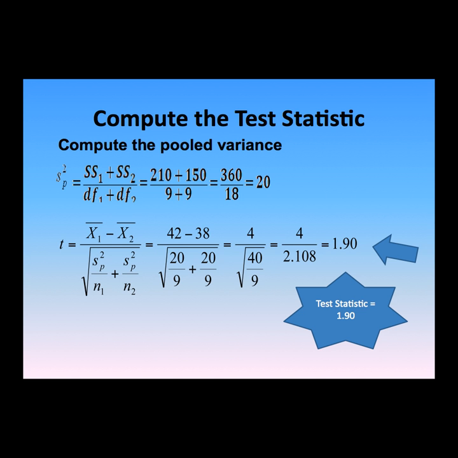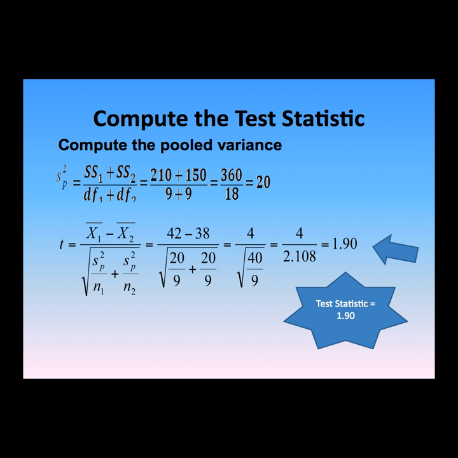First, we want to compute the pooled variance, which is denoted s sub p squared and is found by sum of squares 1 plus sum of squares 2 divided by degrees of freedom 1 plus degrees of freedom 2. In this case, 210 plus 150 divided by 9 plus 9, which turns out to be 20. The test statistic utilizes the value of 20 in the denominator.